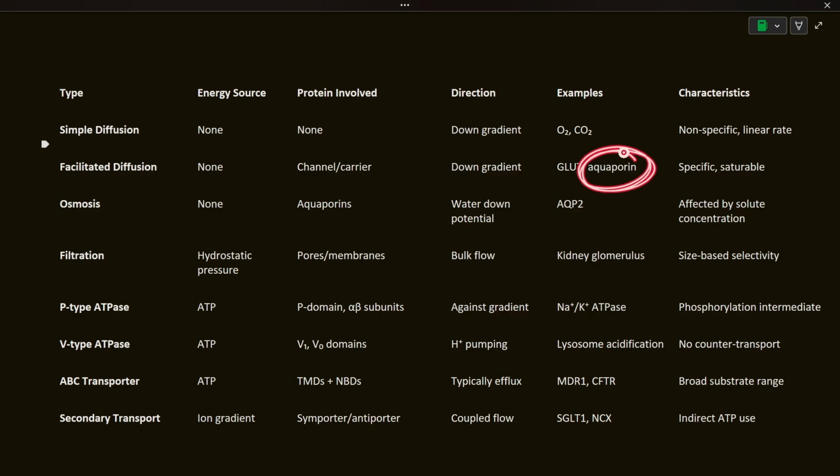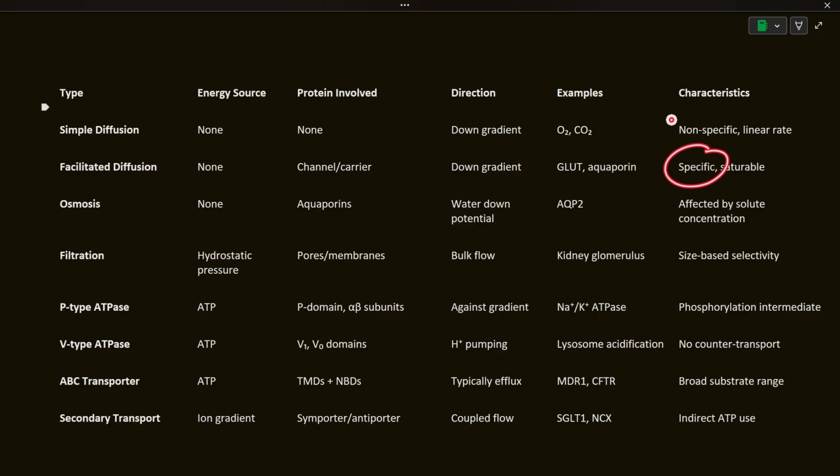So these channel proteins only let the water molecules pass through them. They do not let sodium ions, chloride ions, or any other kind of molecule, for example gases, pass through them. So due to the help of the protein in facilitated diffusion, this type of diffusion is specific.